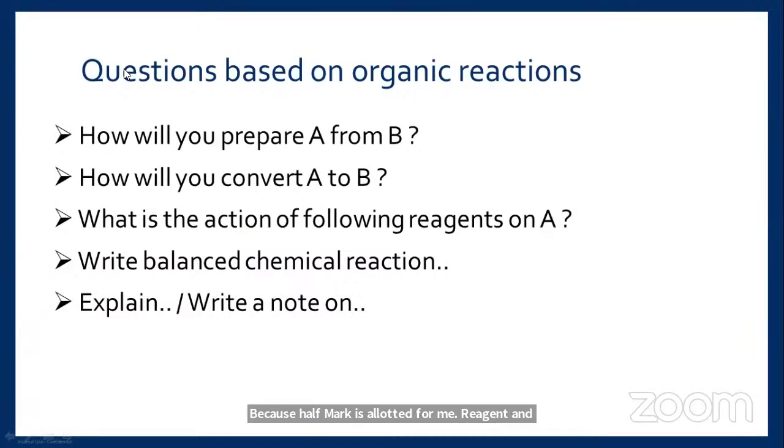Write a balanced chemical equation. Then you write the reaction. You have to write the byproduct also. The reaction should be balanced. In the reaction, you have to write the name of reactant and product. No need to write the name of the byproduct. But you have to write the byproduct to balance the reaction. Explain or write a note on: here you have to write in detail whatever name reaction is asked.